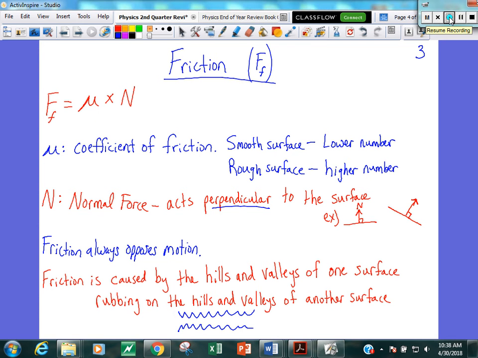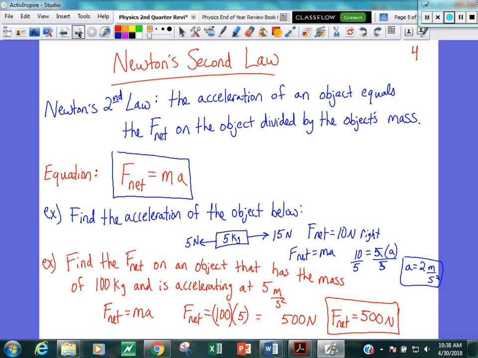All right, guys, let's continue on. And let's go to Newton's second law. So on page number 4, please title it Newton's second law. Newton's second law is one of the most famous and one of the most important. So let's define it. Newton's second law, if you put it into words, it says this: the acceleration of an object equals the net force on the object divided by the object's mass.